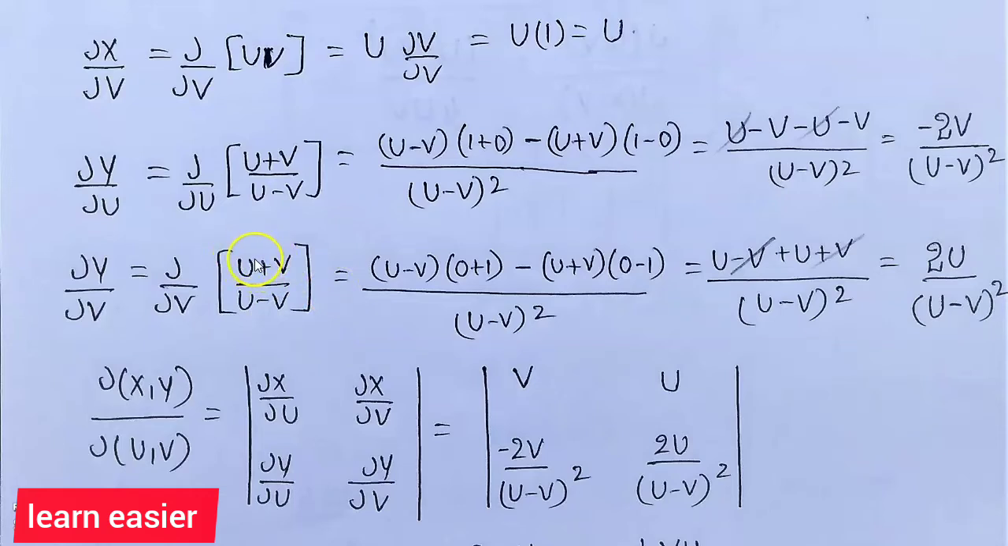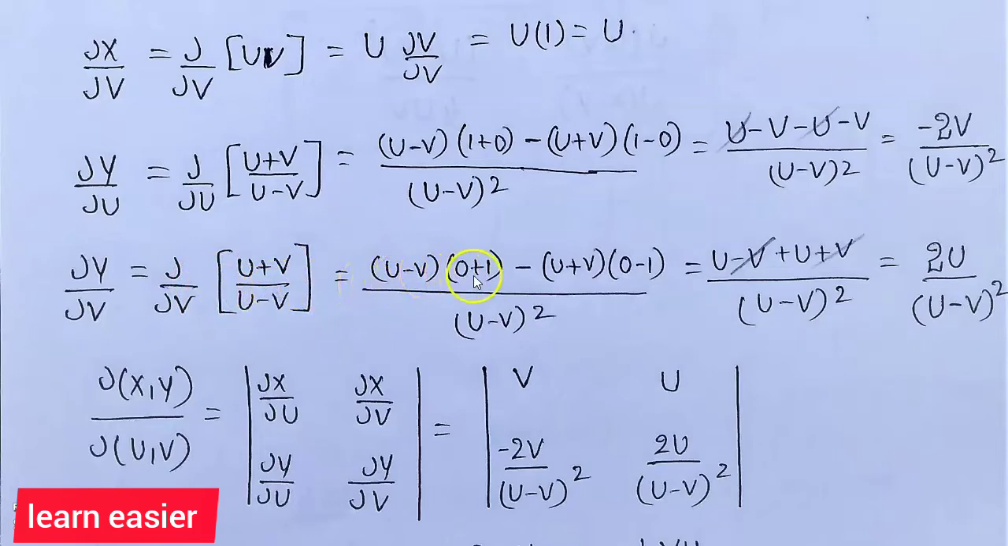Here also v term and here also v term. So we have to apply derivative of f by g. So derivative of f by g is what? G into f dash minus f into g dash by g square. So if we consider this as f and this as g, so first of all we have to find g into f dash. So g is what?